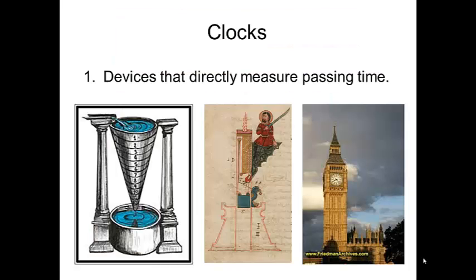Okay, so how do we measure time? Well, most of the time we measure time with clocks. Some sort of clock, not surprisingly. Water clocks, that's a candle clock, Big Ben, devices that directly measure the passing of time. Sundials, I'm not going to give you a list of all these devices. There's a whole load of devices that have been invented through time to effectively directly measure time.